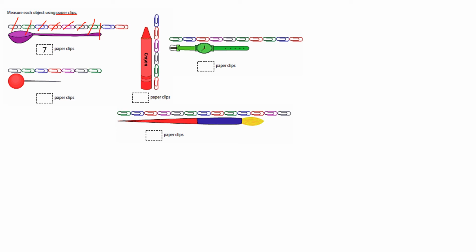Next object is pin. So we will count how many paper clips required to measure pin. 1, 2, 3, 4. So we require 4 paper clips. Remaining objects you will measure with the help of paper clips and write the correct answer in the box.